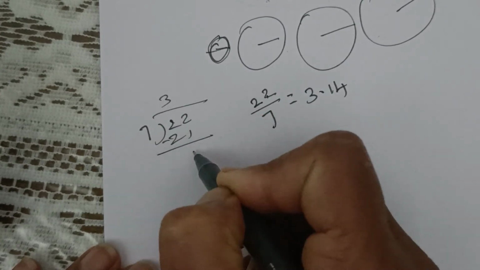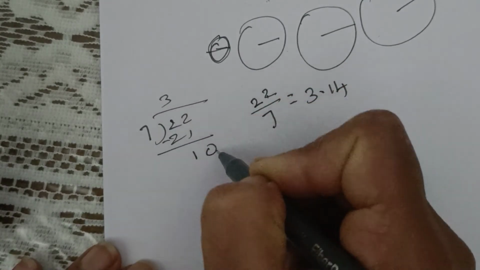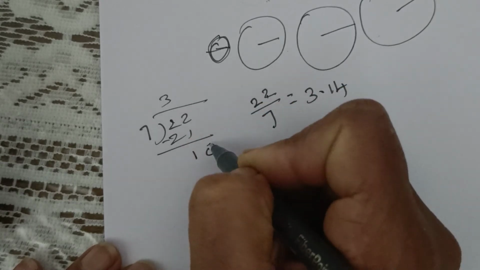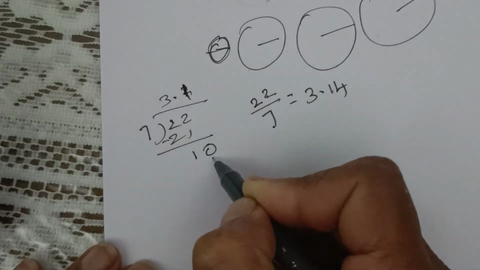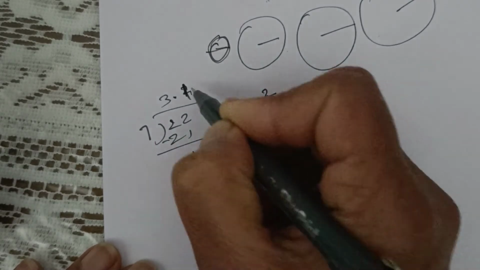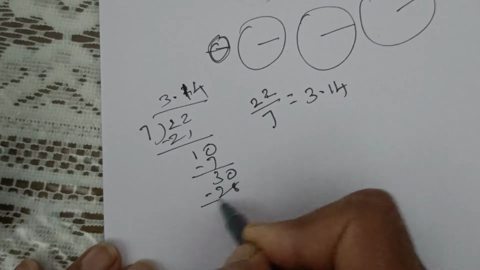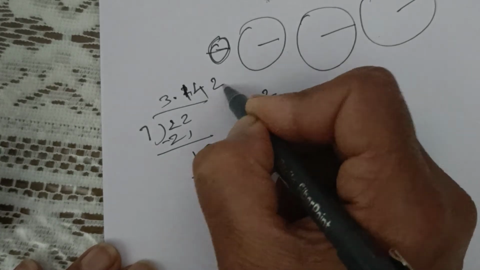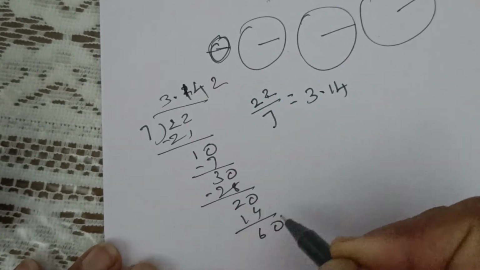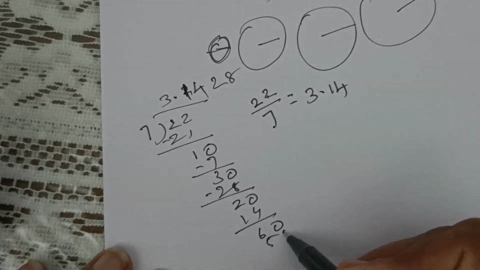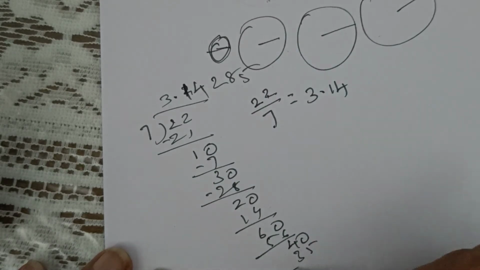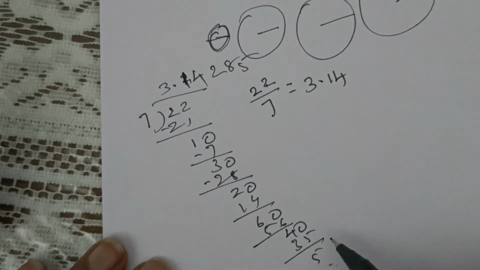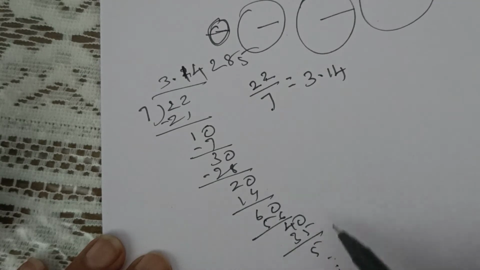3 7s are 21, remainder 1, make it 10. So we don't have another number. Put a 0 and keep a point. 1 7s are 7, remainder is 3, add a 0, 7 4s are 28, remainder 2, in 20, 7 2s are 14, remainder 6, in 60, 7 8s are 56, 60 minus 56 is 4, in 40, 7 5s are 35. If you go on like this, the remainder will never become 0. That is non-terminating. The remainder will not become 0.